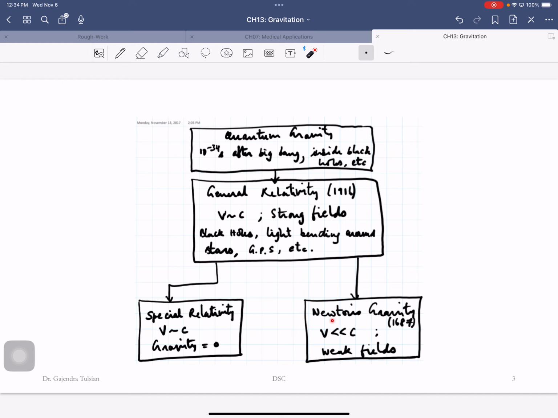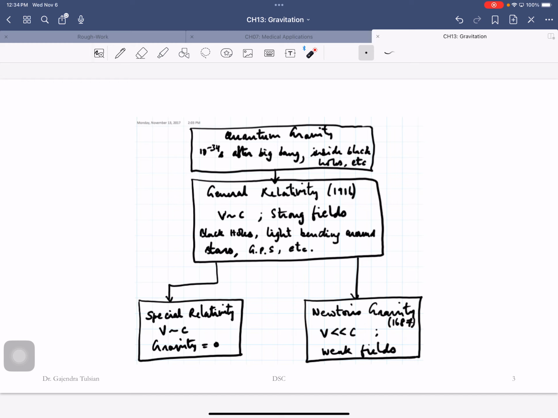If you want to talk about stronger fields, if you want to talk about stuff near black holes, then you want the general theory of relativity, which Einstein came up with over 100 years ago. So near strong gravitational fields, you need this theory, which is a more precise theory. But that's not the final theory. The final theory is really a quantum theory of gravity. And we still don't have that.